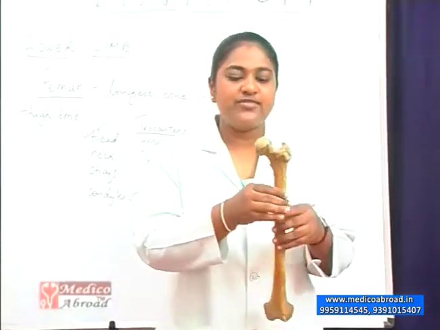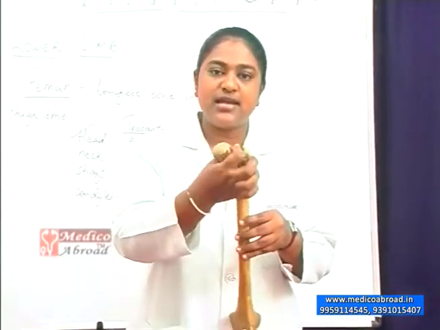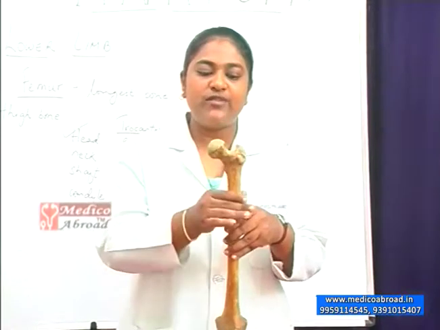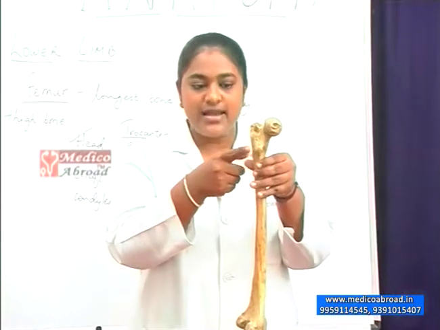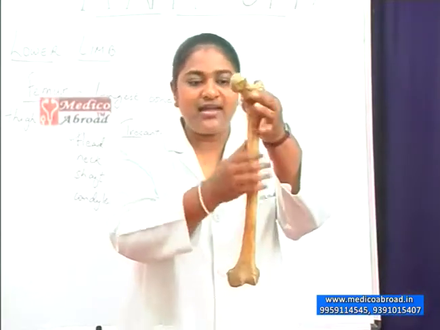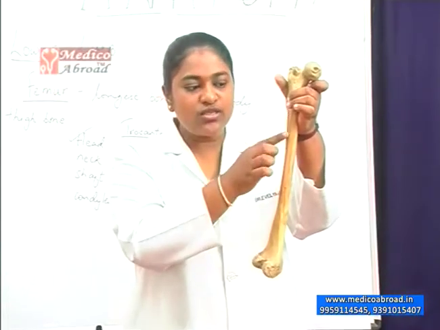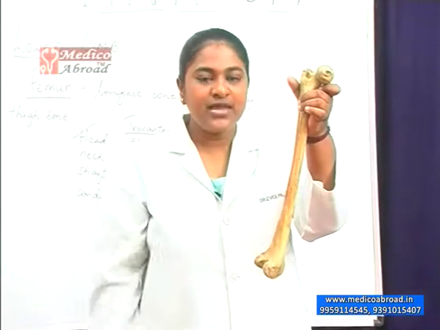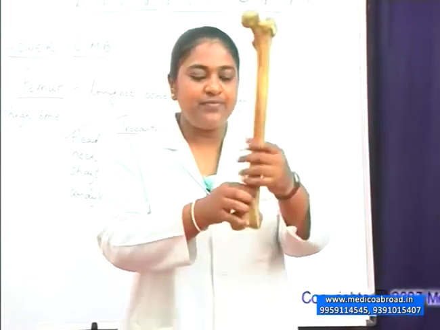Now we have said that the upper end of the femur has a head. This is the neck. Just after the neck you will find the greater trochanter. On the posterior surface you will find the lesser trochanter. This is the shaft, the anterior shaft of the femur. Posteriorly on the shaft you will find this line called the linea aspera.